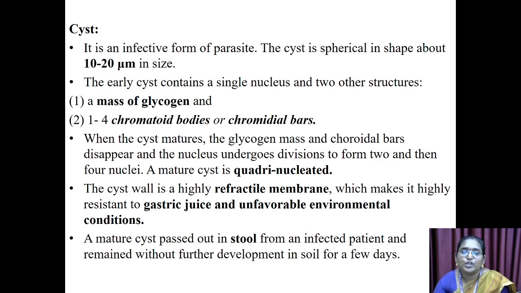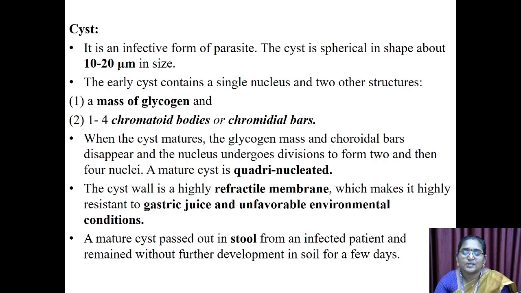When the cyst matures, the glycogen mass and chromatoid bars disappear and the nucleus undergoes divisions to form 2 and then 4 nuclei. A mature cyst is quadrinucleated. The cyst wall is a highly refractile membrane which makes it highly resistant to gastric juice and unfavorable environmental conditions.